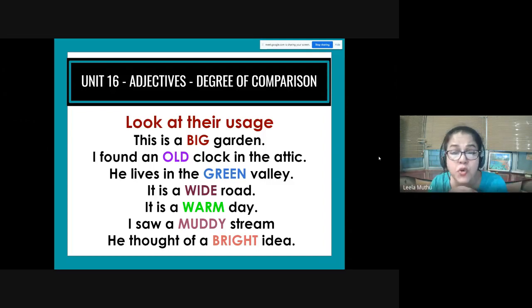It is a wide road. The road is being described. Wide is followed by the noun. It is a warm day. The day is warm. Warm describes the kind of day it is. Warm is followed by the noun day. I saw a muddy stream. Stream is being described as muddy, and it comes after the adjective. He thought of a bright idea. Idea is the noun. Bright describes the kind of idea that it is.